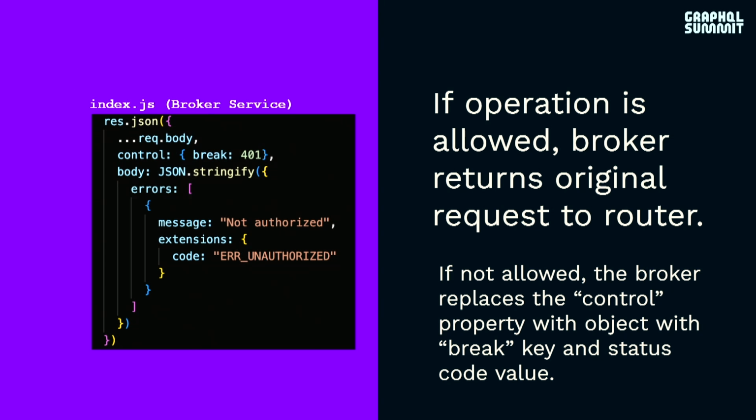So if OPA says, yeah, this request is allowed for this client, it all looks good, then it basically returns the original router request to the router, and things continue normally. If OPA denies, then the router receives a break object on the control property. Usually, if it's regular, on that control property there's just a string that says continue. But we'll replace that string with a break object that has this error response, which has to follow the regular GraphQL JSON object error response. In this case, just an errors array where we put the not authorized message.